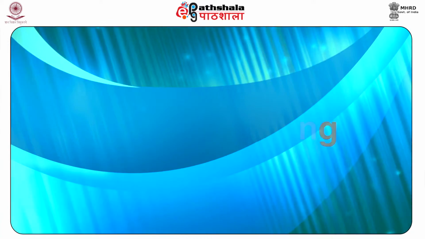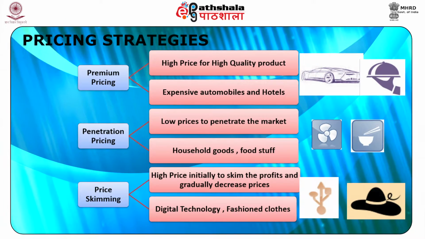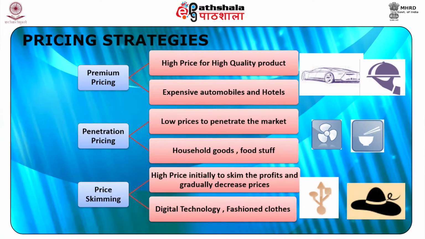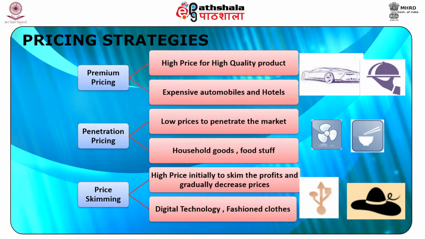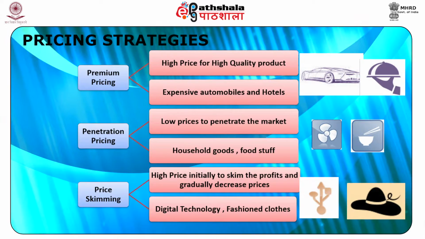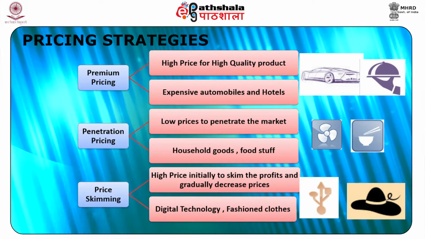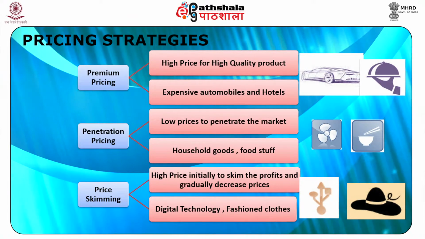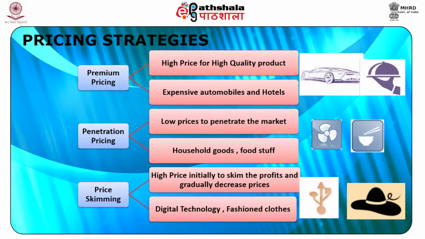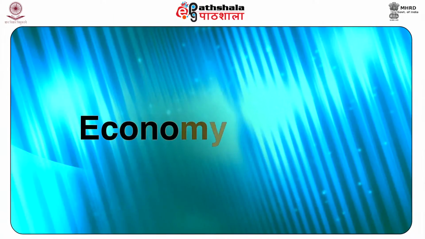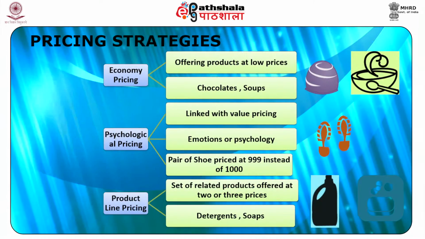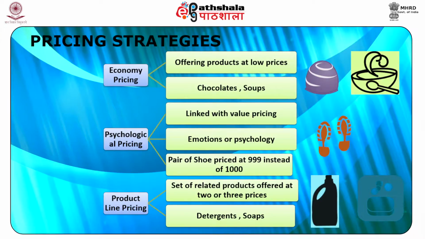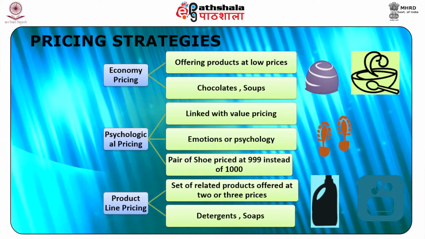Price skimming. It involves pricing products at a high price during introduction and ultimately reducing it to the parity price. The objective is to skim the profit from the market. It is suitable for products with short life cycles, for example, digital technology, fashioned jewelry. Economy pricing. It offers products at a low price only, for example, soups, chocolates, which are economy brands.